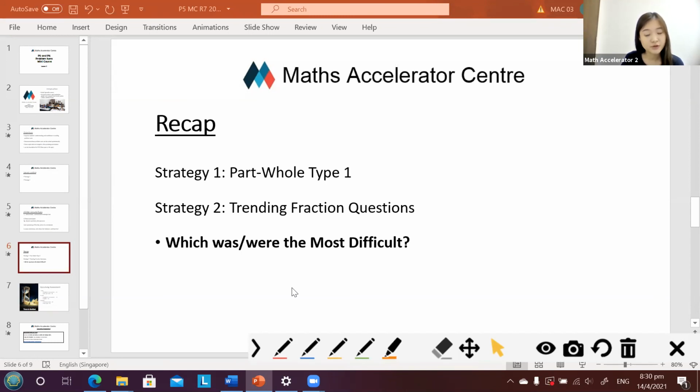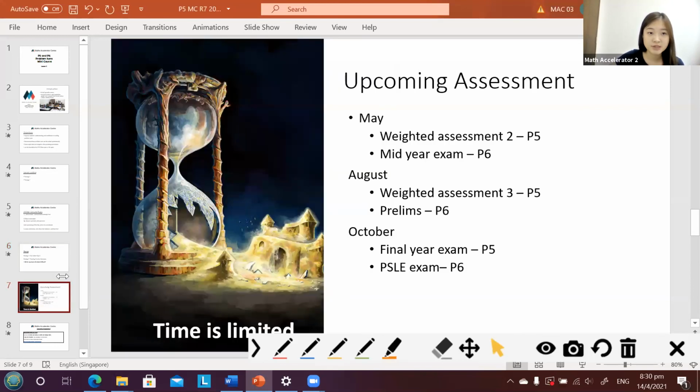Right, so if you find the question is difficult, most likely because you've never tried it before and you need more practice. Okay, so those of you who find it very easy, that's good. If you find it difficult, then you just need to practice more. Okay, especially since you have upcoming assessments.